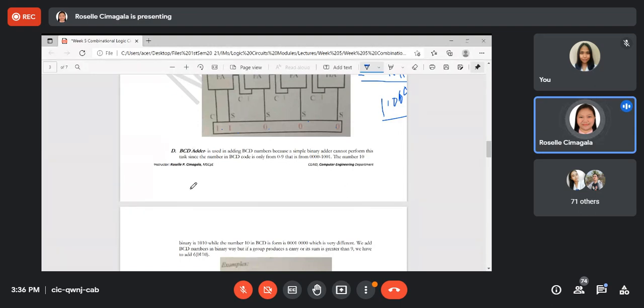So, inigabot niyang 10, ang 1 i-represent sa 4-bit binary, ang 0 pod i-represent sa 4-bit. It is used in adding BCD number because a simple binary adder cannot perform this task, since the number in BCD code is only from 0 to 9.